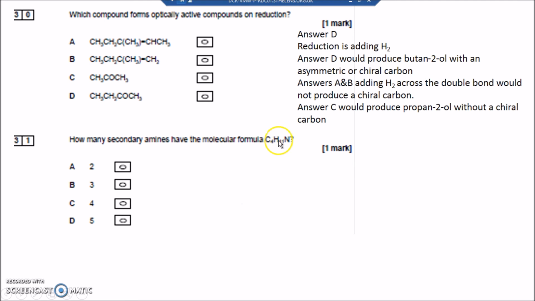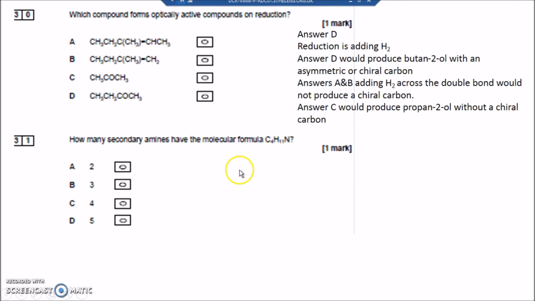How many secondary amines have the formula C4H11N? Tricky question this. The N has got to be bonded to 2 other carbons. That's what a secondary amine has. A primary amine has the N bonded to 1 carbon, the secondary amine has the N bonded to 2 carbons, and a tertiary amine has the N bonded to 3 carbons. So it's got to be bonded to 2 carbons. It's got to be in the middle of this chain. If it was at the end of the chain, it would only be bonded to 1.